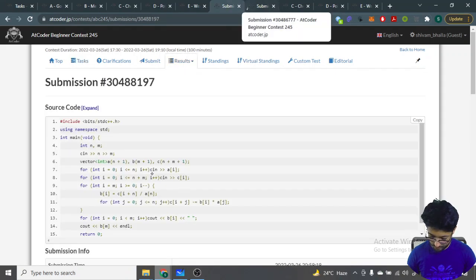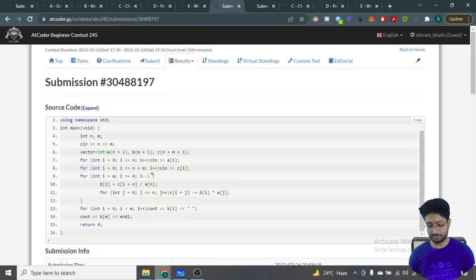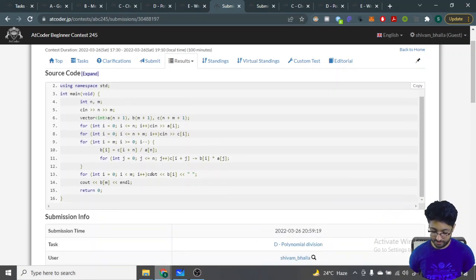So the C length is n plus m plus 1, B length is m plus 1, A length is n plus 1. We take the inputs of all the coefficients, then iterate from the back to front. We are talking about the B sequence, and we want to find out the values for it. For the last coefficient of the B term, we first divide the I plus n term in C by a of n, the first term of A. It's like the first term is the last term in C, as you can see that it is reversed.